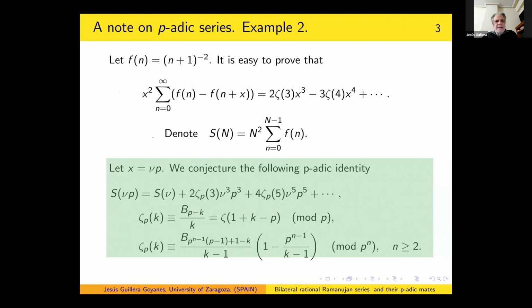To check this is very easy if knowing these supercongruences of the p-adic zeta. If we want to go further, we increase n and check the identity to further terms. This is our second example.